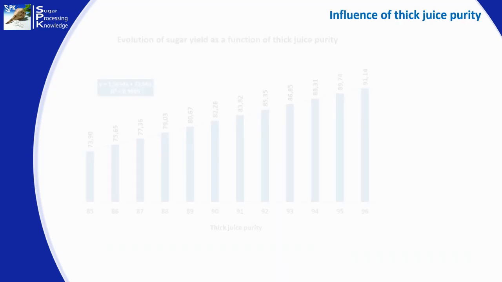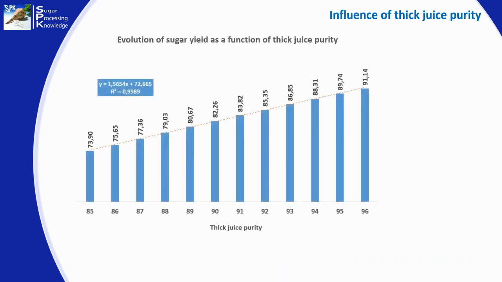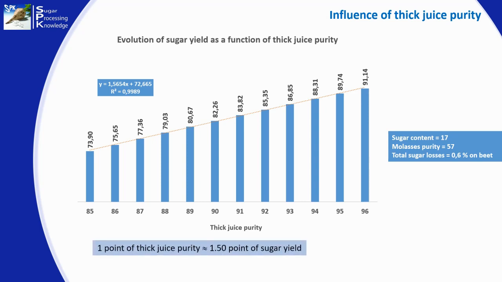And finally, we will see the influence of thick juice purity. We will set sugar content at 17%, molasses purity at 57%, total sugar losses at 0.6% on beet, and we will vary thick juice purity. 1 point of thick juice purity corresponds to 1.5 points of sugar yield.